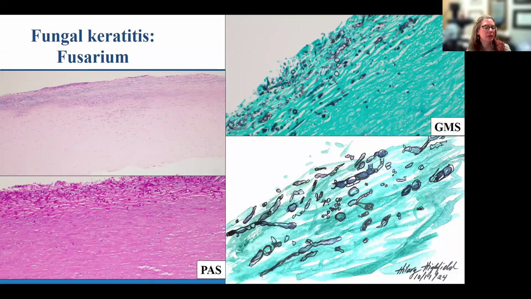So you can see when you look at the overview of this, you'll have the cornea that has absent epithelium, absent Bowman's layer, hypercellular stroma. Usually Descemet's is intact unless you've had a perforation. And then on your PAS stain, which you routinely get, you can see the fungal forms. And of course, GMS highlights that very nicely.